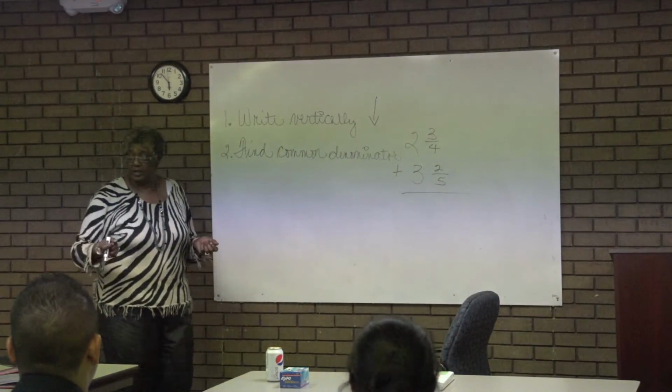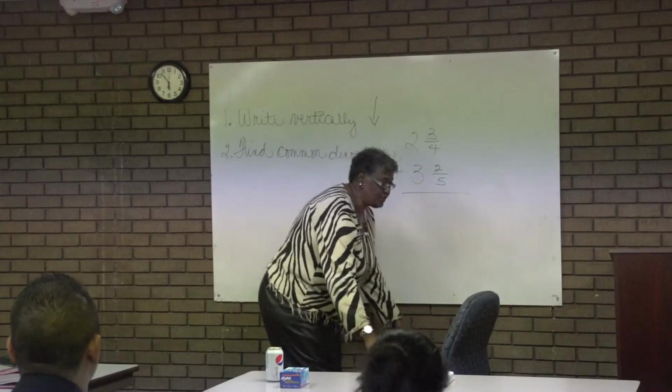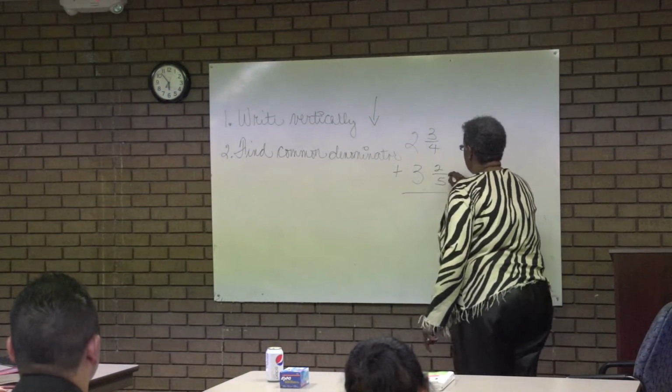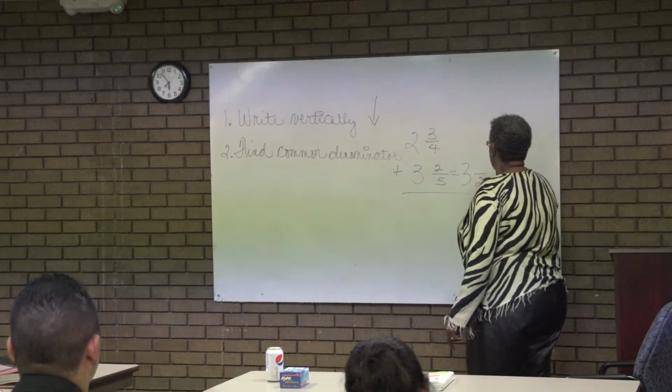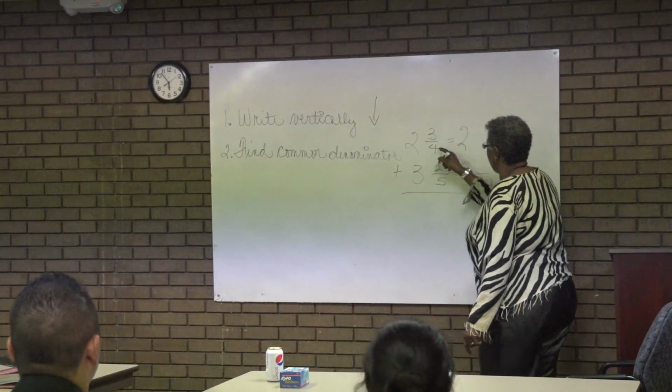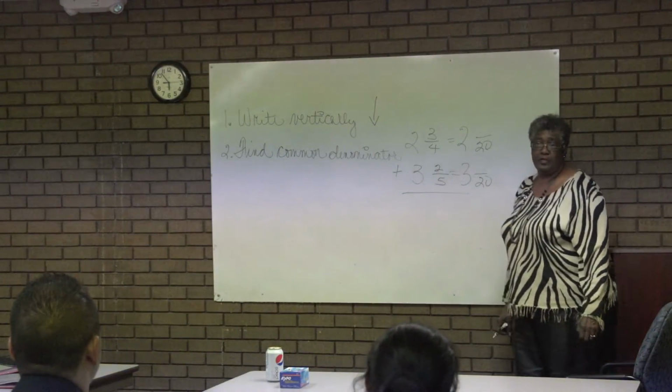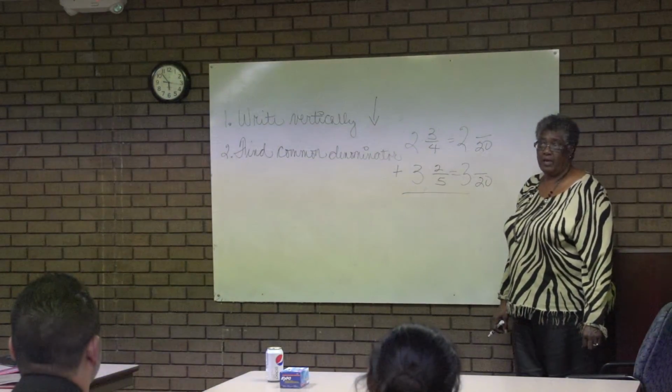20. 20ths. I can cut a fifth. Once it's cut into 5 pieces, I can go back and cut each piece 4 times and get some 20ths here. I can also take the 4 and cut it 5 times and get some 20ths. So I know I can cut them both into 20ths. Okay?